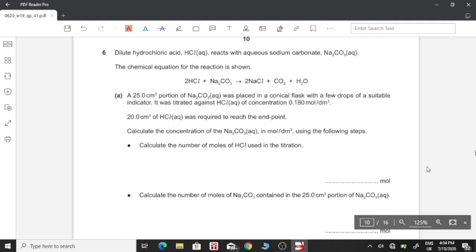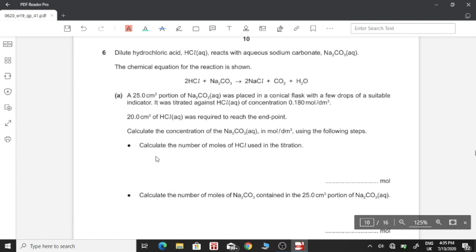Alright, moving on to question number 6. Dilute hydrochloric acid reacts with aqueous sodium carbonate. The chemical equation for the reaction is shown. A 25 cm cube portion of sodium carbonate was placed in a conical flask with a few drops of a suitable indicator. It was titrated against hydrochloric acid of concentration 0.18 mole per dm cube. 20 cm cube of hydrochloric acid was required to reach the end point. Calculate the concentration of sodium carbonate in mole per dm cube using the following steps.